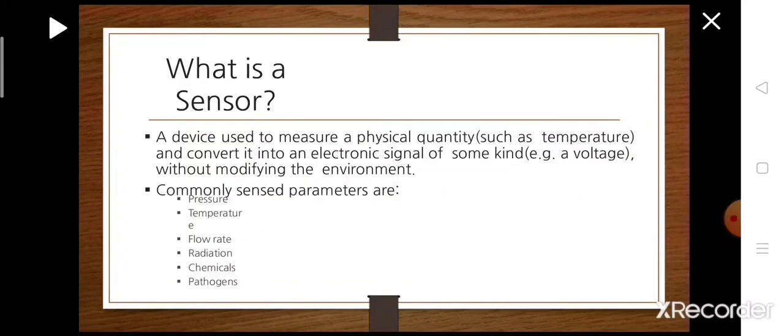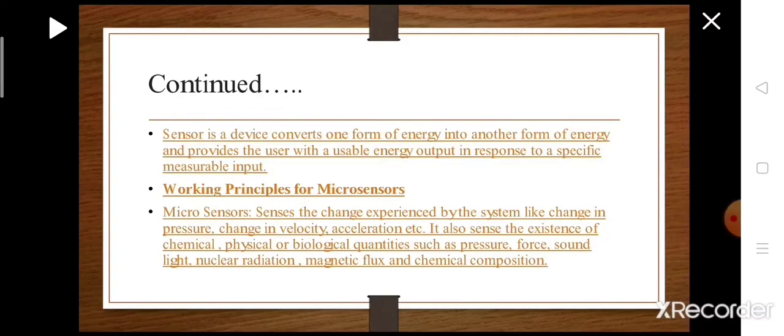And what is a sensor? A device used to measure a physical quantity such as temperature and convert it into an electronic signal of some kind, for example voltage, without modifying the environment, is a sensor. The commonly sensed parameters are pressure, temperature, flow rate, radiation, chemicals and pathogens. The sensor devices gather information from their surroundings and actuators execute given commands or act through highly controlled movements. A sensor is also a device which converts one form of energy into another form of energy and provides the user with a usable energy output in response to a specific measurable input.